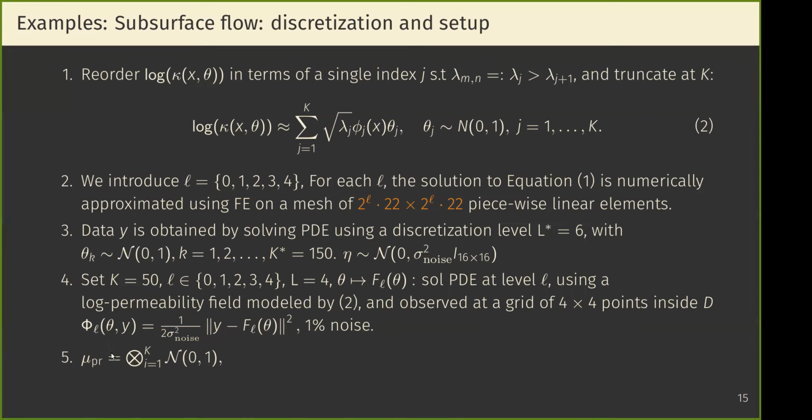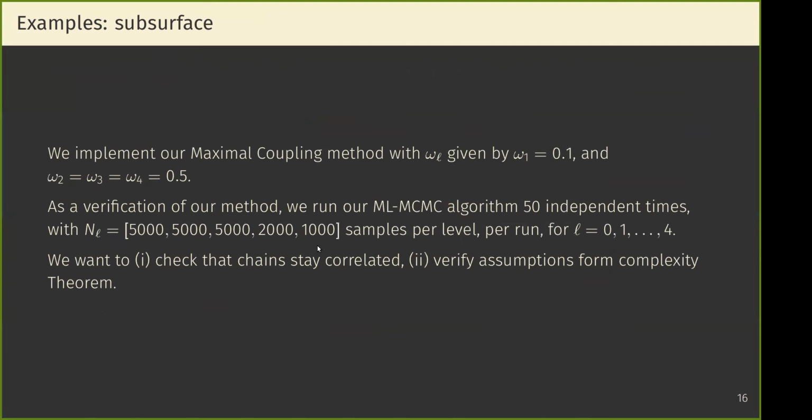And as a prior, we just take this product of standard Gaussians. So what we do is we implement our maximal coupling method with omega given by 0.1 at level 1 and for the other levels at 0.5. And we begin with a verification of our method.